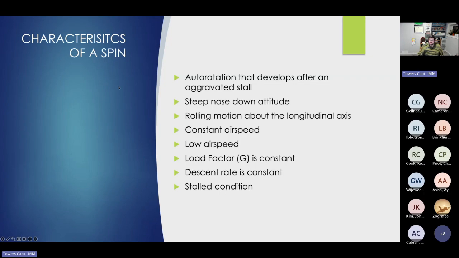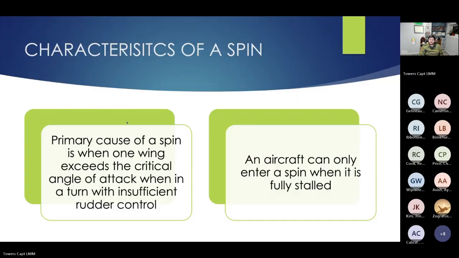So again, characteristics of a spin: stalled condition, auto rotation, nose down, constant airspeed, low airspeed, and a low and constant load factor, and a constant descent rate. If your dials are spinning around, you're not in a spin because your speed should be constant in a spin. Characteristics of a spin. The primary cause of a spin is when one wing exceeds the critical angle of attack when in a turn with insufficient rudder control. An aircraft can only enter a spin when it is fully stalled.